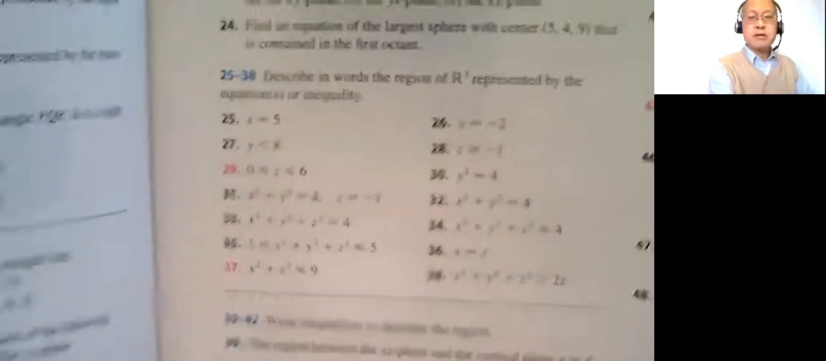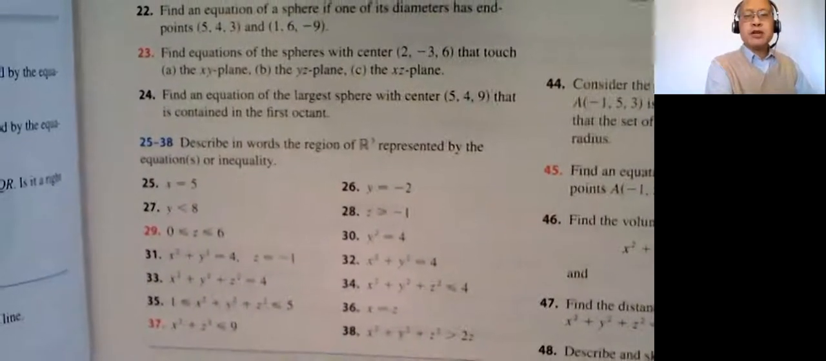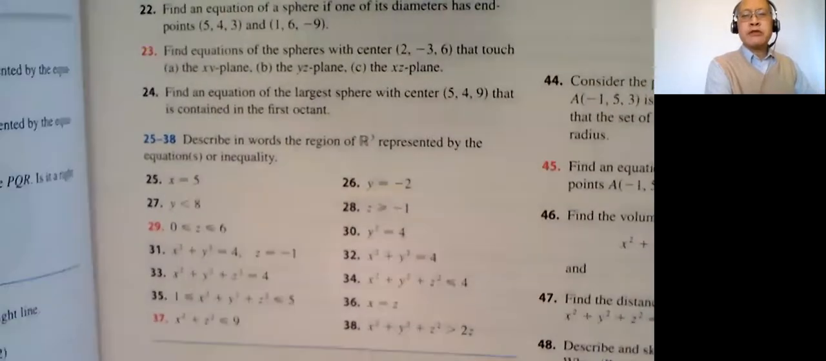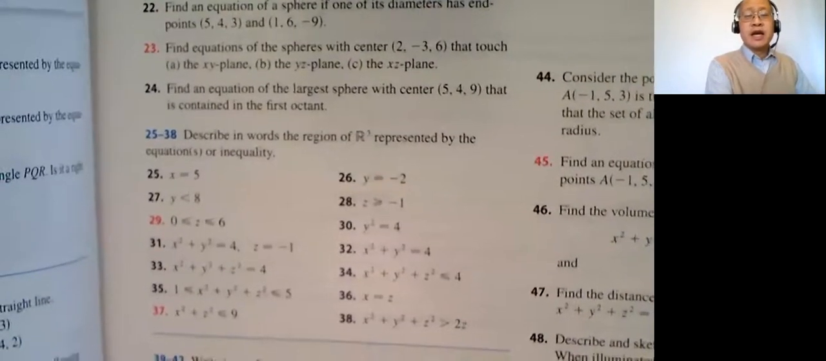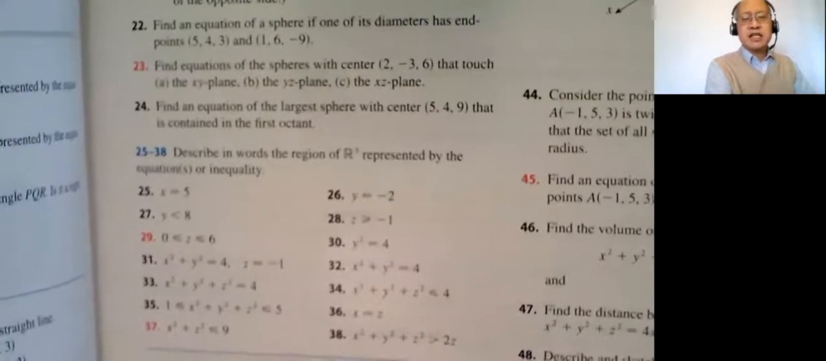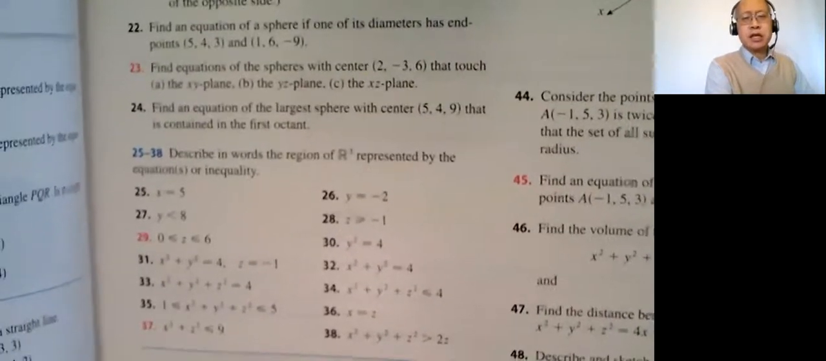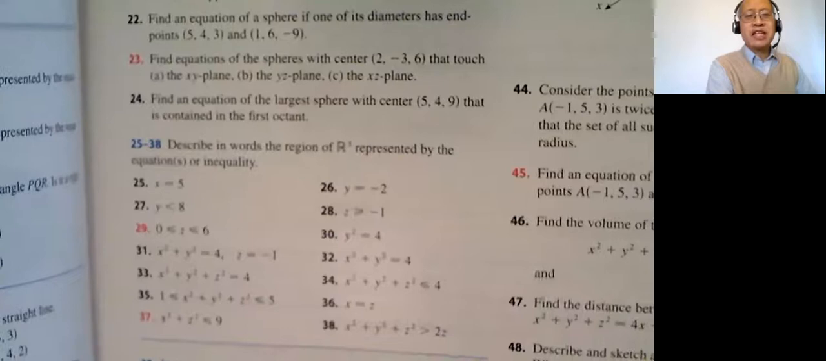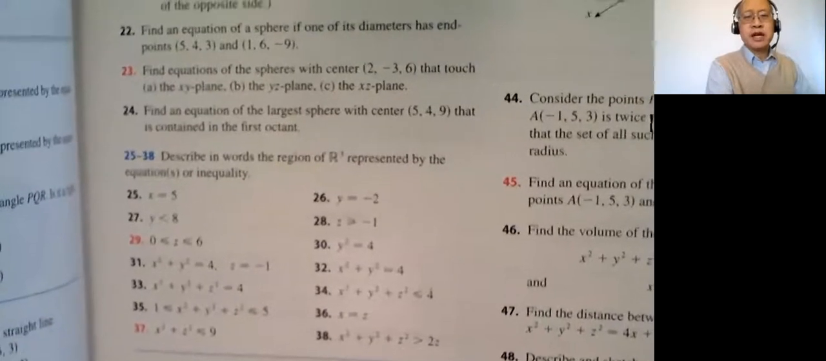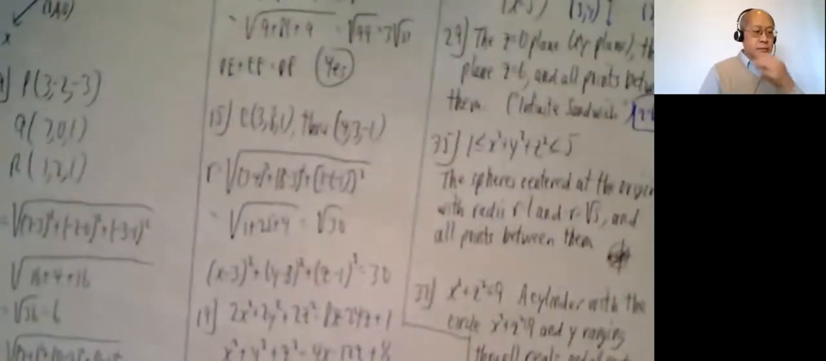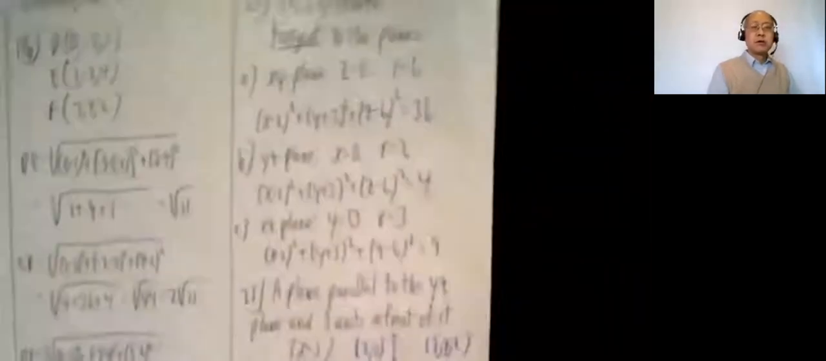Okay, 23. Find equations of the sphere centered at (2, negative 3, 6) that touch each of the coordinate planes. Let's assume that touch means it's tangent to each of those planes: the xy plane, yz plane, and xz plane. So I'm going to change it to tangent.